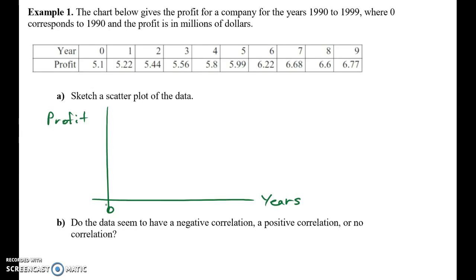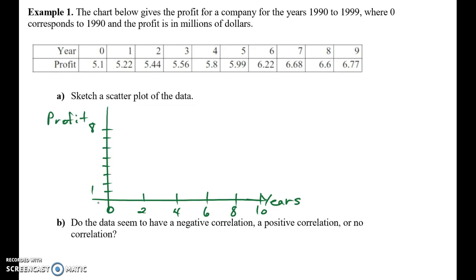So let's go ahead and jump to 2 and 4, 6, 8, and 10. And as far as profit, we'll go up by 1s to 8. Well, 7 would probably suffice, but we'll say 1, 2, 3, 4, 5, 6, 7, 8. Okay, so 1 to 8. And then simply just plot your points.